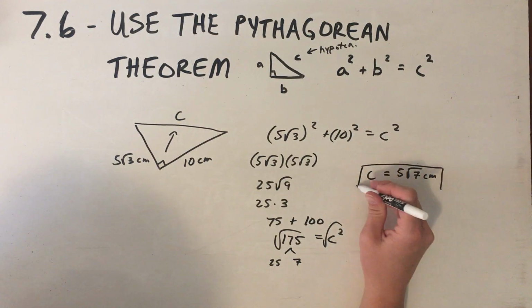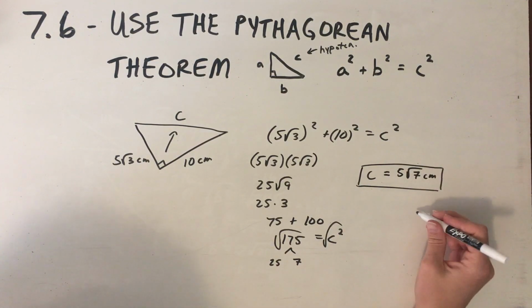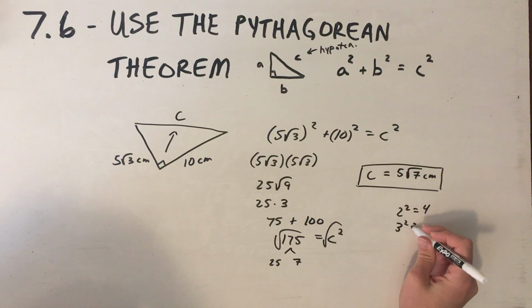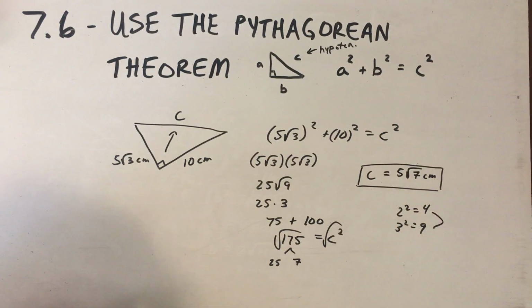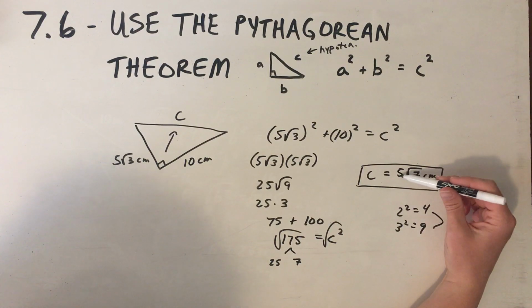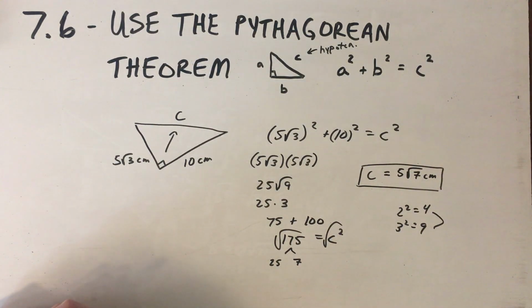Again, what does 5 root 7 mean? Well, 7 is in between 2 squared and 3 squared, somewhere in the middle. So this is somewhere between 2 and 3, so this is going to be between 10 and 15.